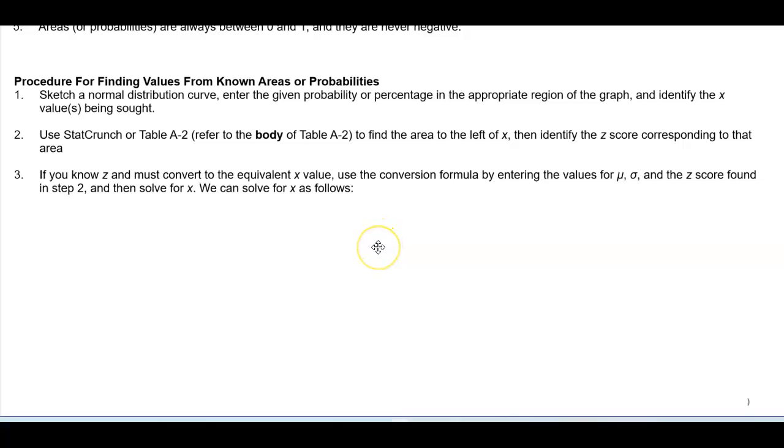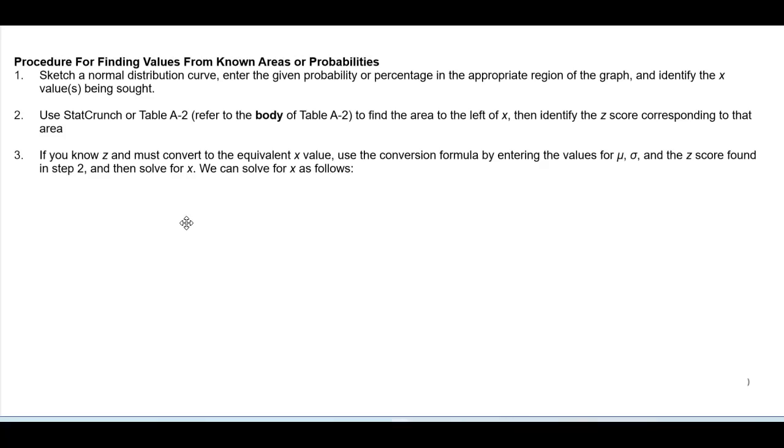Number three, if you know z and must convert to the equivalent x value, use the conversion formula by entering the values for the mean, the standard deviation, and the z-score found in step 2, and then solve for x. Now we can solve for x as follows.